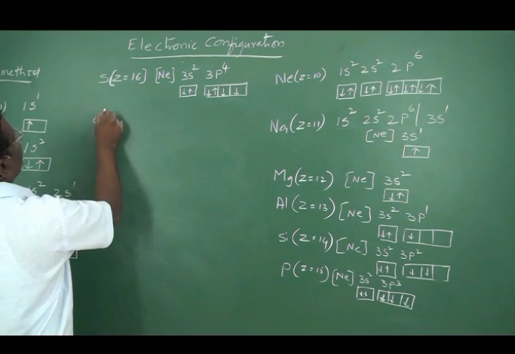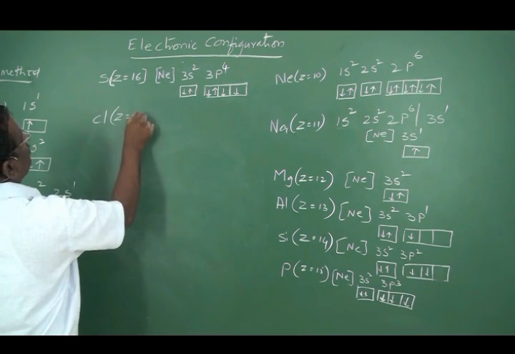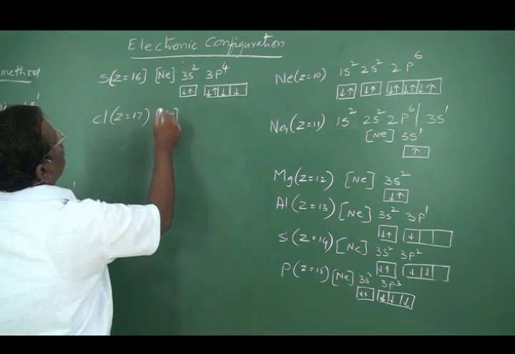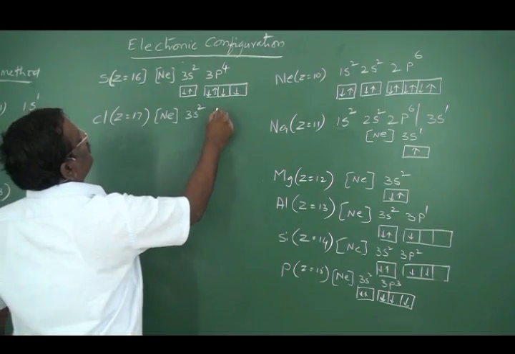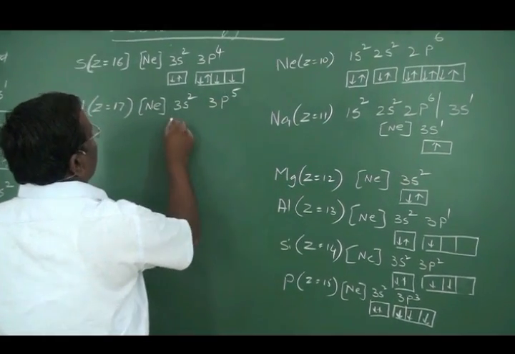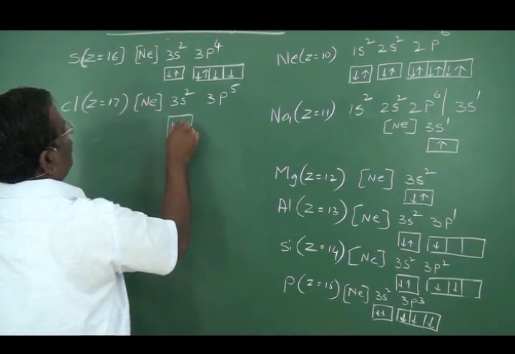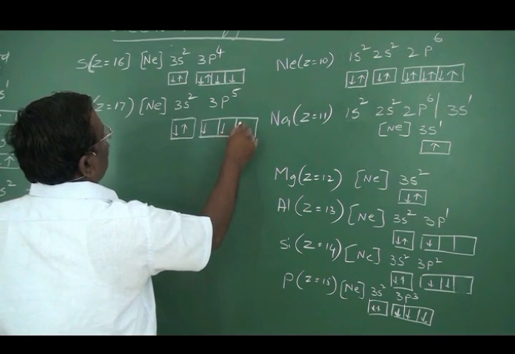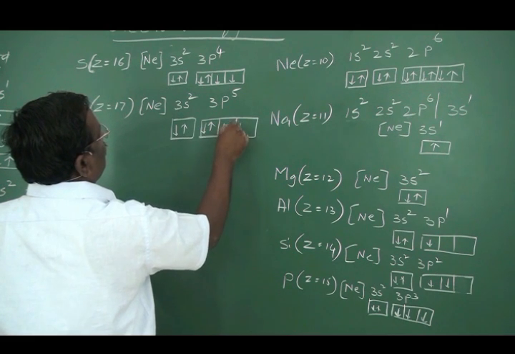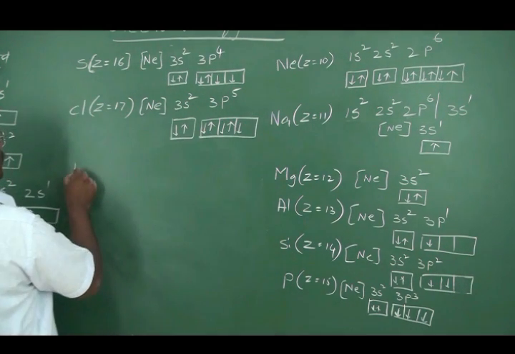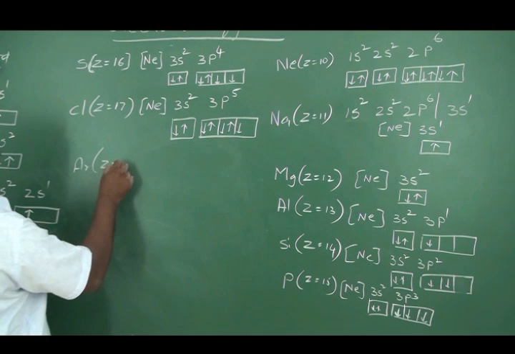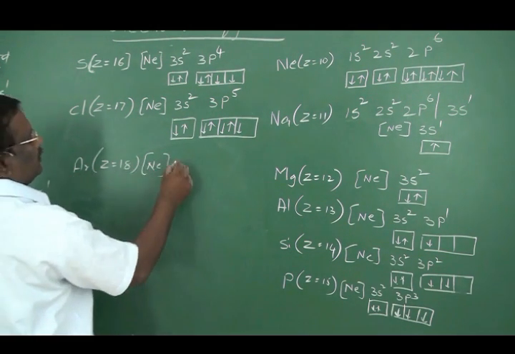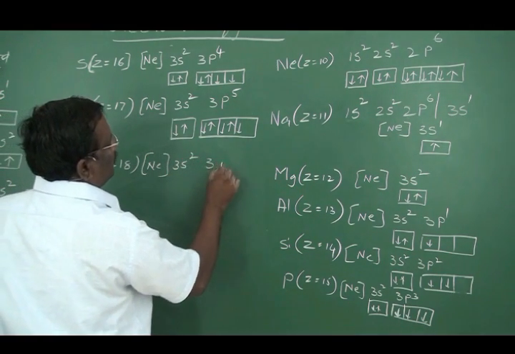Then chlorine. The first 10 electrons are just like neon. Argon. The first 10 electrons are just like neon, then 3s2, 3p6.